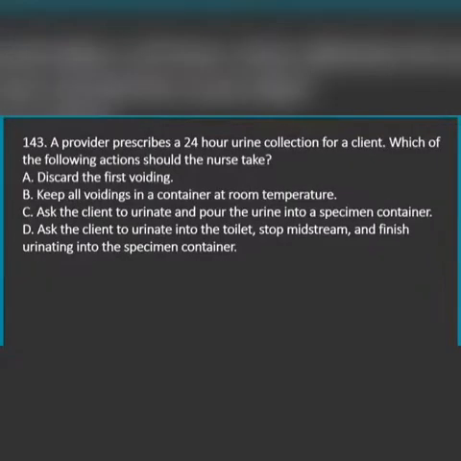Option 4. Question 143. A provider prescribes a 24-hour urine collection for a client. Which of the following actions should the nurse take? A. Discard the first voiding. B. Keep all voidings in a container at room temperature. C. Ask the client to urinate and pour the urine into a specimen container. D. Ask the client to urinate into the toilet, stop midstream, and finish urinating into the specimen container.